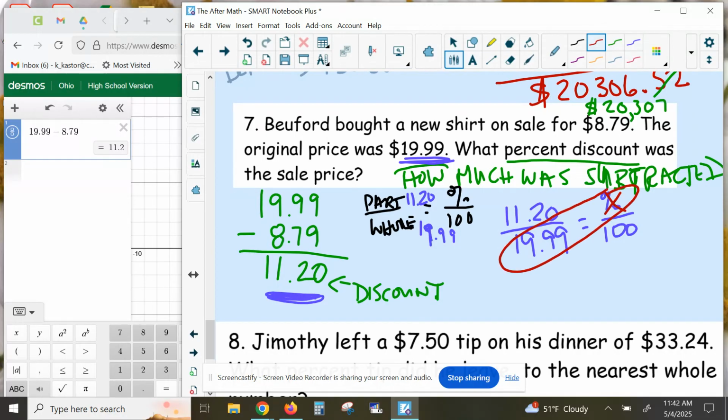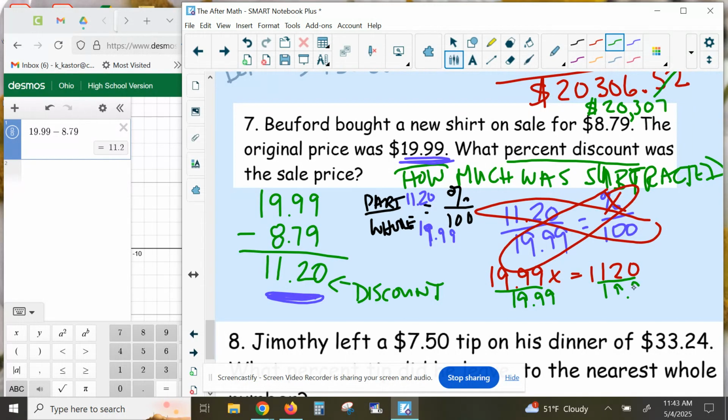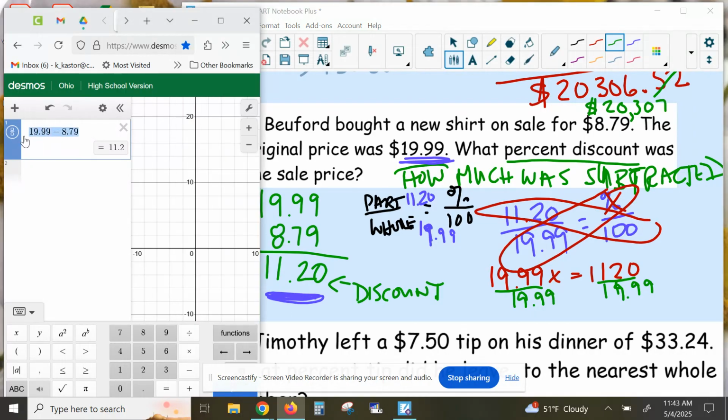Okay, so let's cross multiply. So that means we got 19.99x equals 11.20 times 100 is 1120. I got to divide both sides by 19.99. Okay, let's see what that is. I've got 1120 divided by 19.99. And I get 56.